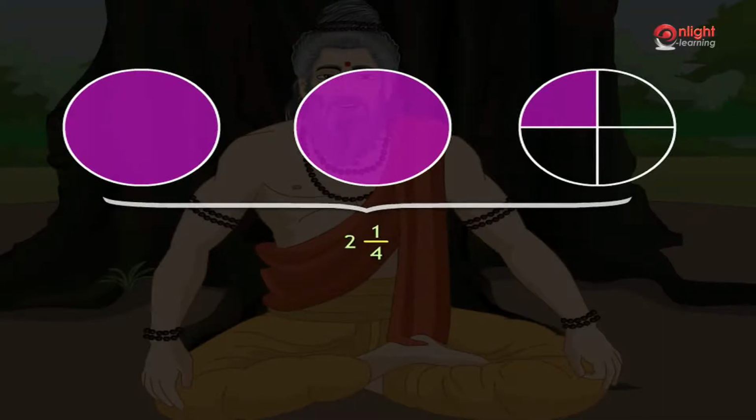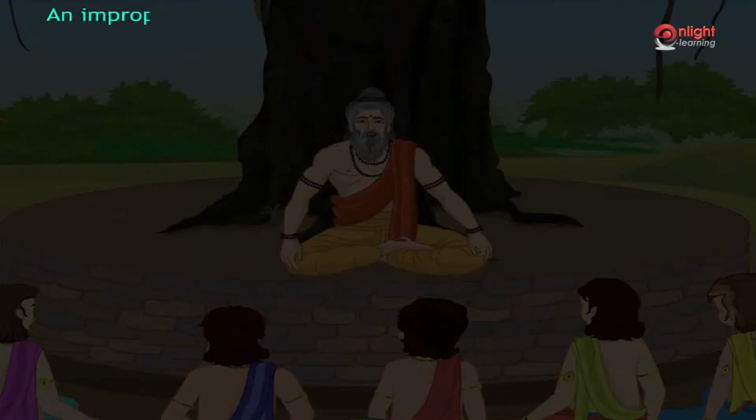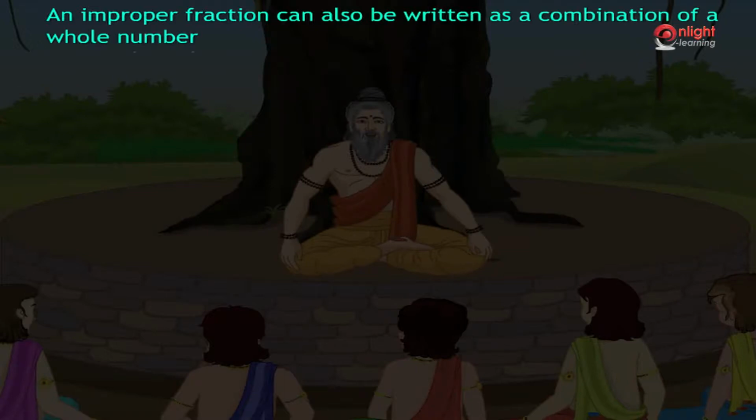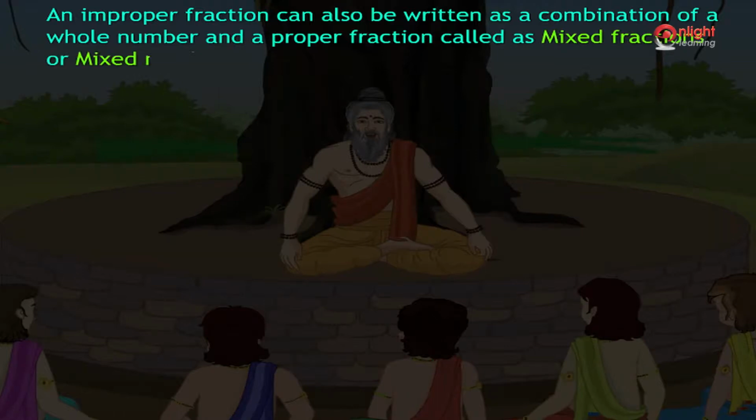This way of writing fraction as whole number part and proper fraction together is known as mixed number or mixed fractions. An improper fraction can also be written as a combination of a whole number and a proper fraction called as mixed fractions or mixed numbers. Some examples are 1 1 by 3, 2 2 by 5, 3 2 by 3.